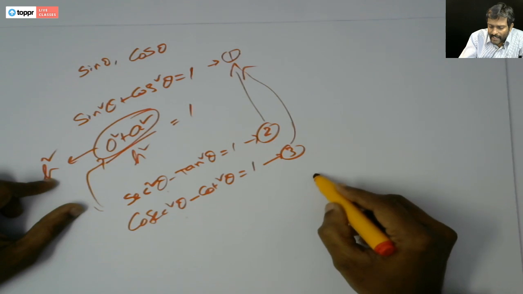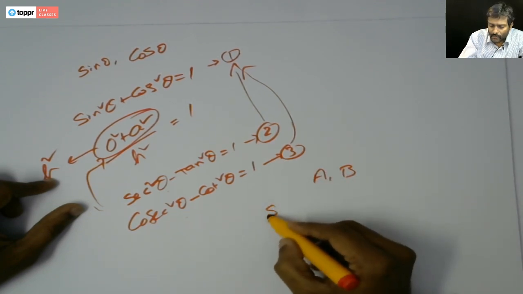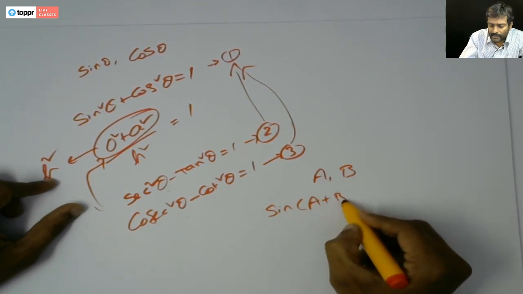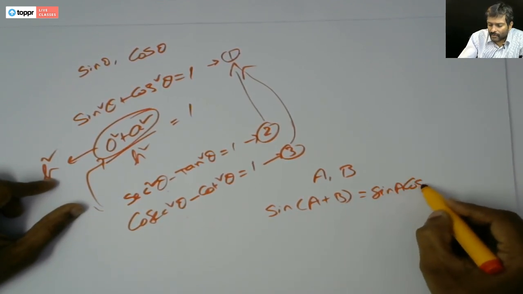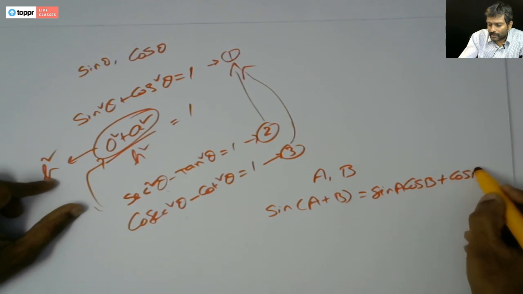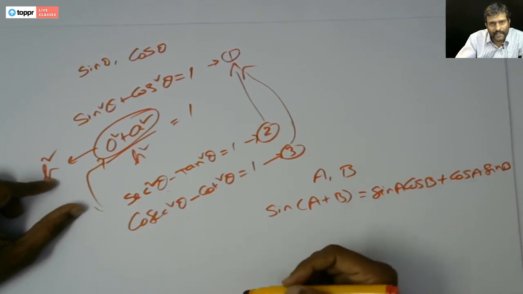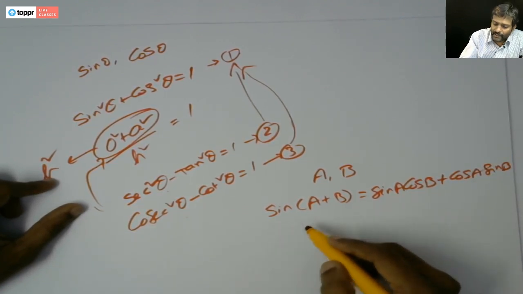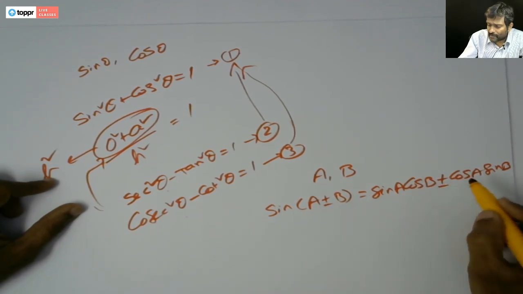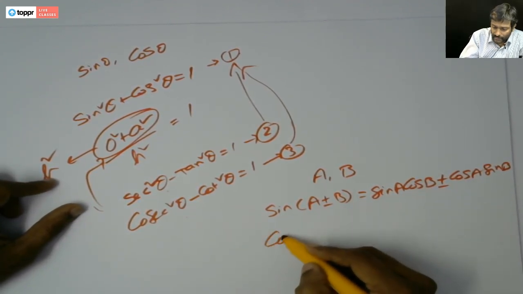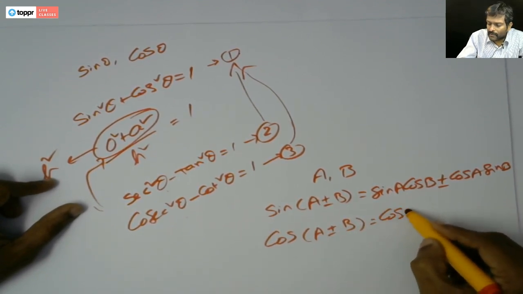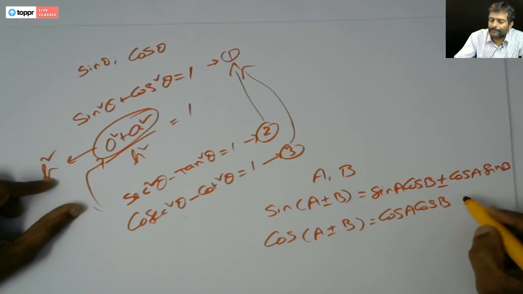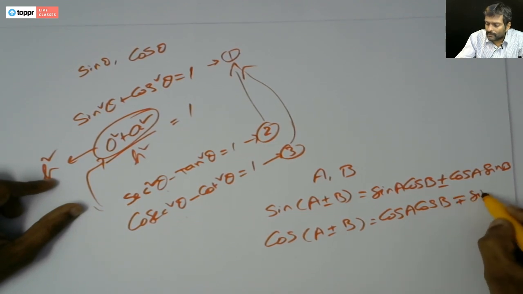Suppose I have two angles, say A and B, and I want to know what will be sine A plus B, right? Then this is given by sine A cos B plus cos A sin B. And similarly, if you use plus or minus, so this will be plus or minus. You know this, right? Then cos A plus or minus B will be equal to cos A cos B minus or plus sin A sin B.